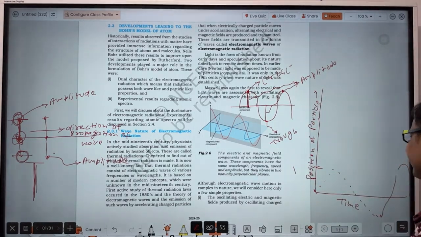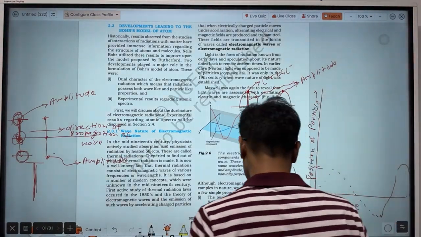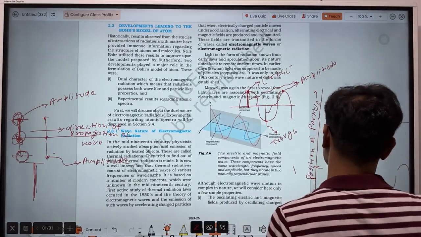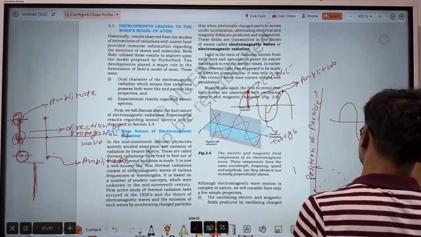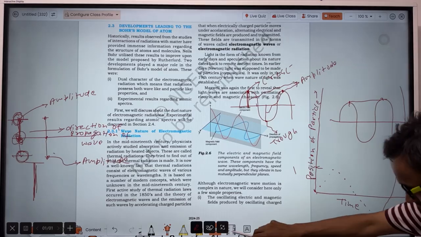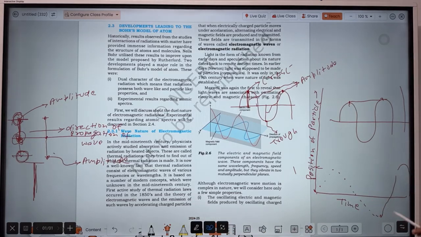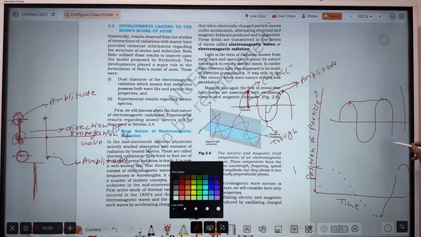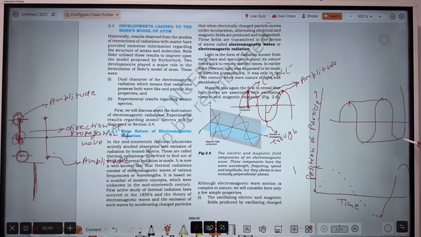Okay, another graph I have to draw. Like this is the wave. The distance between two crests or between two troughs, like this one, is called wavelength. The distance between two crests or two troughs is called wavelength.